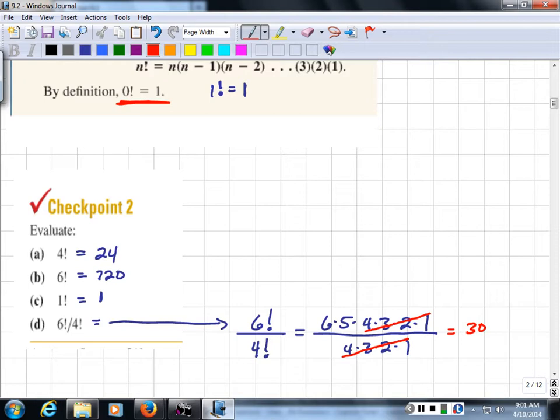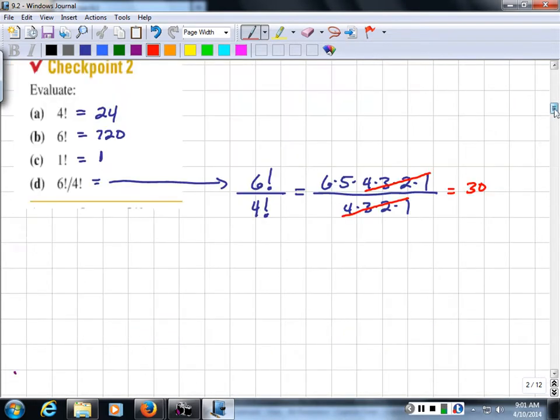What's really going on here is the fact that I can rewrite 6 factorial as 6 times 5 times 4 factorial divided by 4 factorial. And then I just simply divide out the factorials. But yes, your calculator will do it quicker and more efficiently. But I want you to understand the concept behind it. Okay?